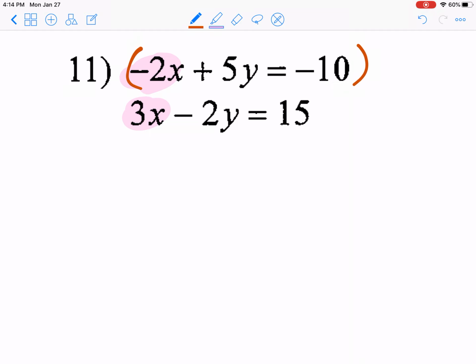So I could multiply this by 3 and multiply this by 2. They do have opposite signs already, that one's a negative. So then if I add, I would get rid of the x's. That's a good choice.